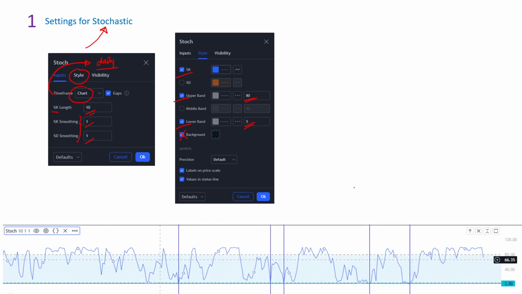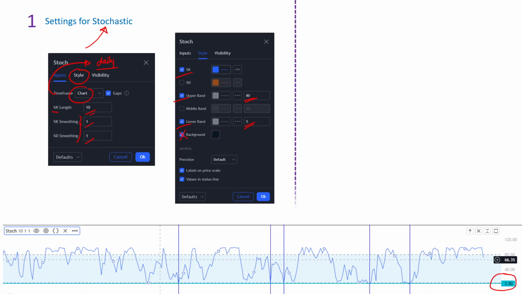Now, over here, there is one extra thing that you need to do: just place a horizontal line on the stochastic indicator, keeping its value equal to 3.5. As we move ahead in the video, I'll let you know the application of this horizontal line.